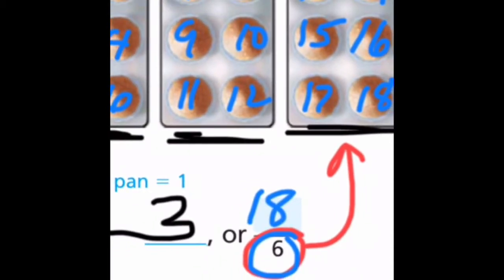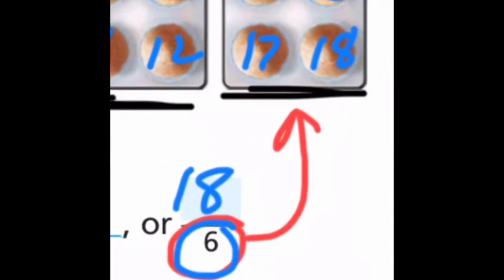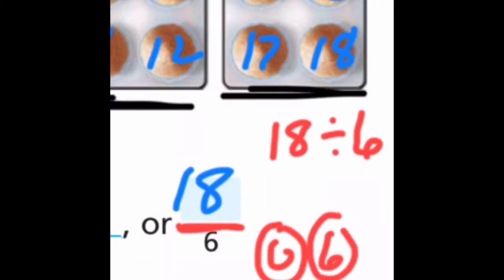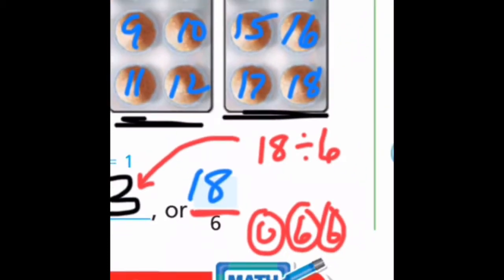So 3 or 18/6. And I'll erase some of this here. Remember, this fraction bar means division. It can really mean 18 divided by 6, and it should equal 3. If I have a group of 6, a group of 6, and a group of 6, add those all up, and I get 18. So 18 divided by 6 equals 3.